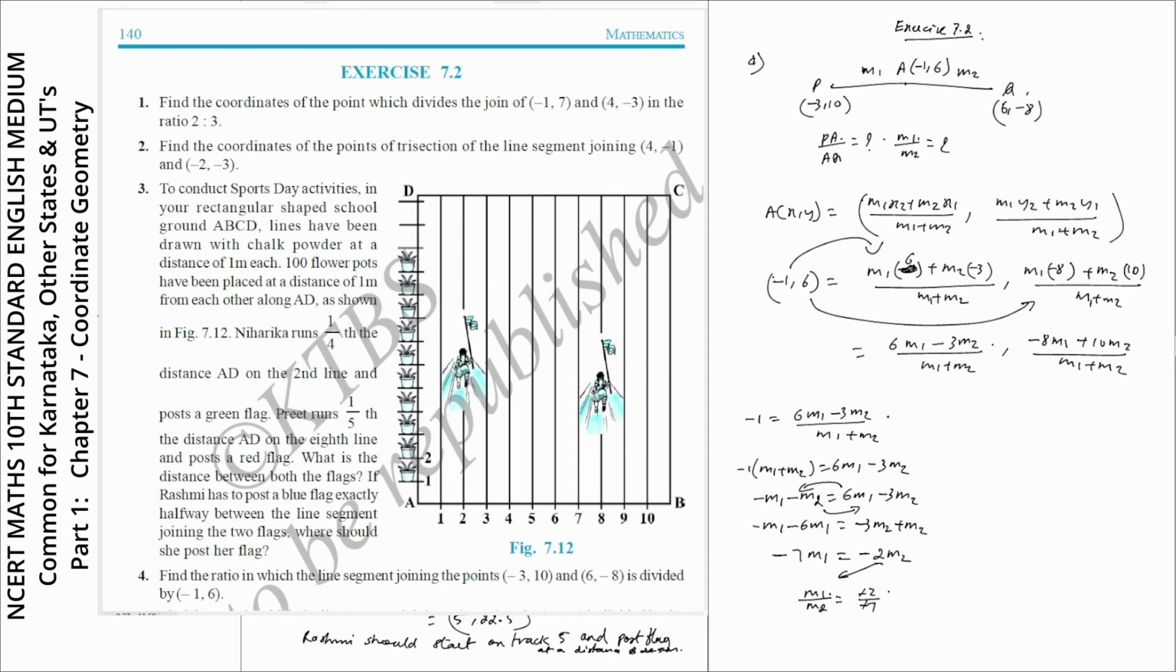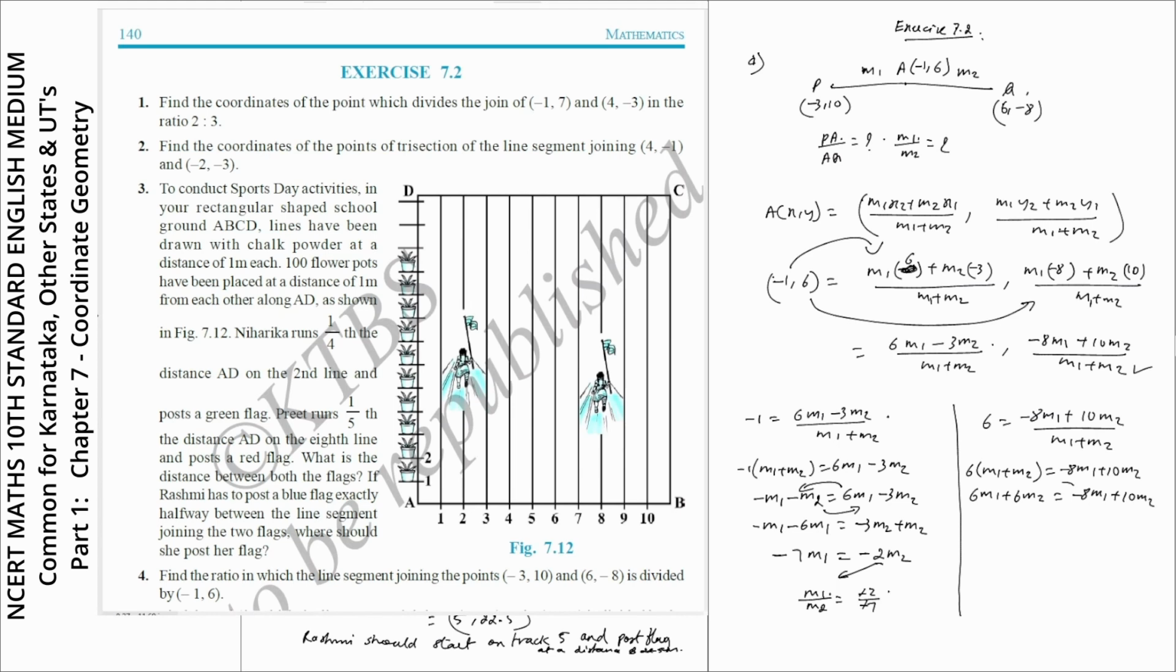m1 by m2, I'll get as 2:7. Now what if I equate 6 and this term? So 6 is equal to minus 8 m1 plus 10 m2 by m1 plus m2. So when I cross multiply, 6 into m1 plus m2 is equal to minus 8 m1 plus 10 m2. So if I open the bracket, 6 m1 plus 6 m2 is equal to minus 8 m1 plus 10 m2.